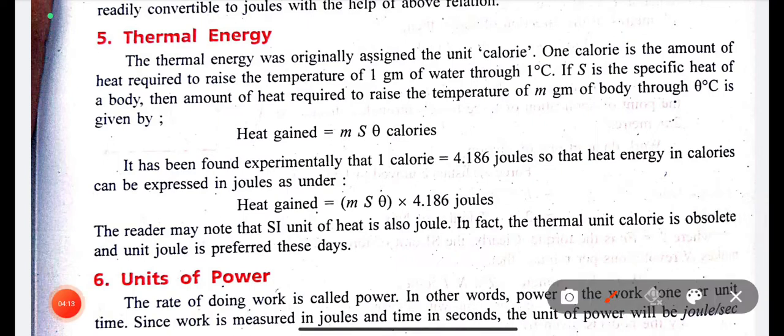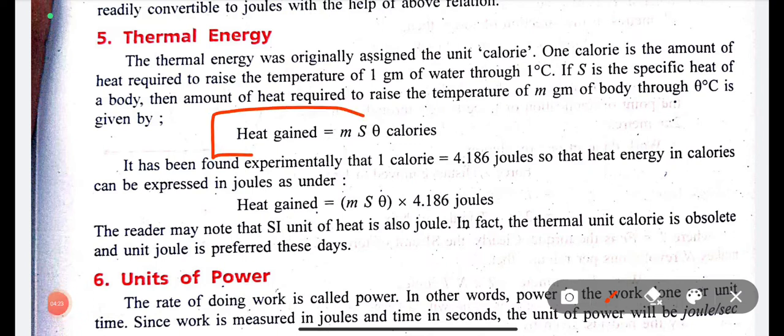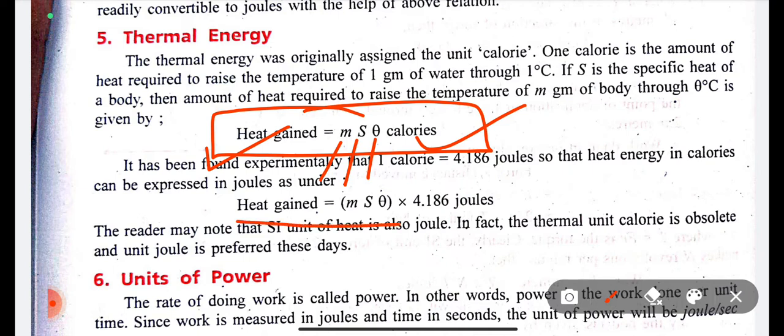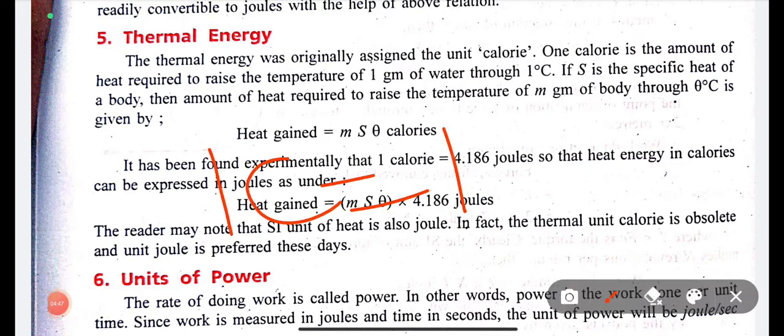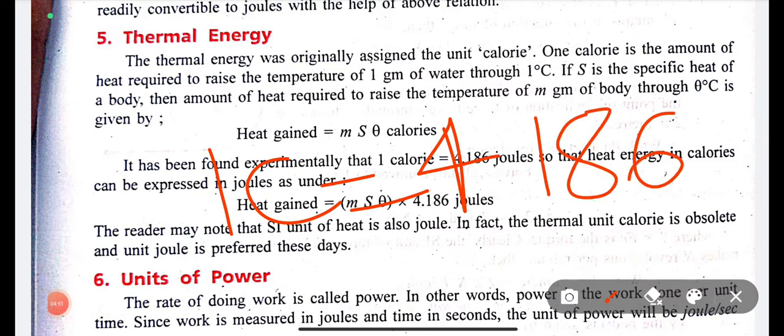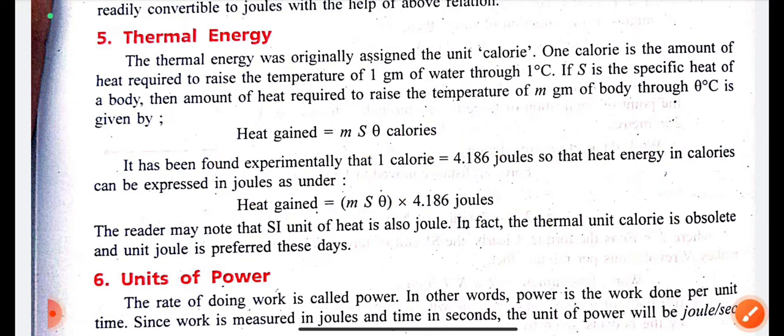Now the fifth point is thermal energy. Thermal means heat, and this is energy. The formula for thermal energy is m s into theta. Heat is measured in calories, and when this calorie has to be measured in joule, we have to multiply by 4.186. It is really important to know: 1 calorie equals 4.186 joule, right? Whenever calorie is converted into joule, we multiply with 4.186.